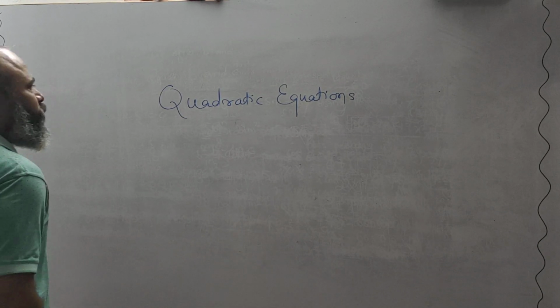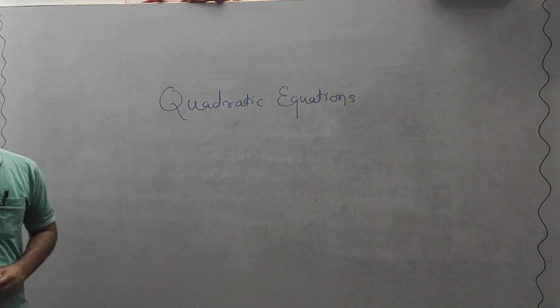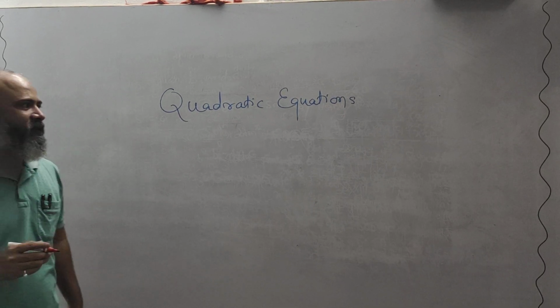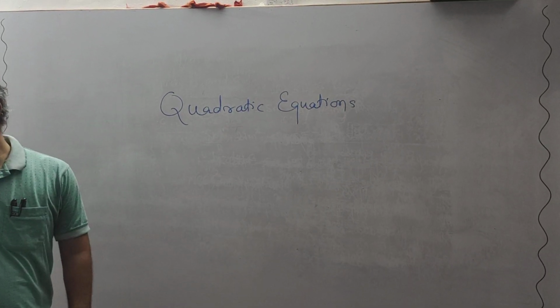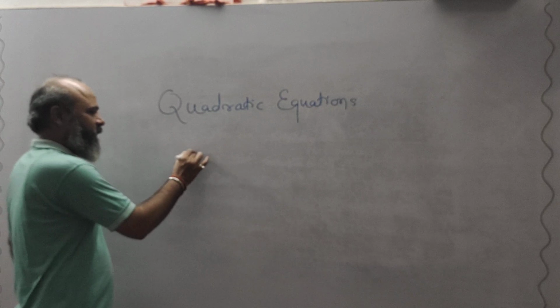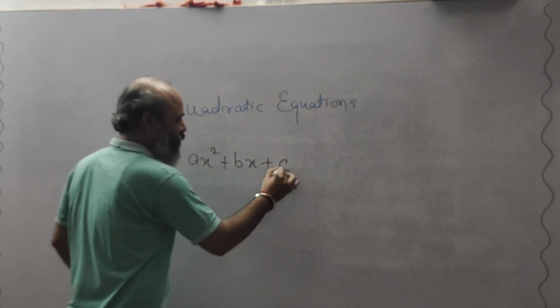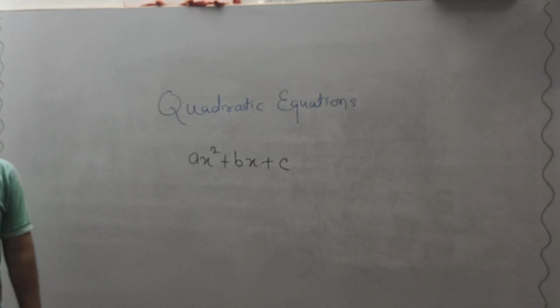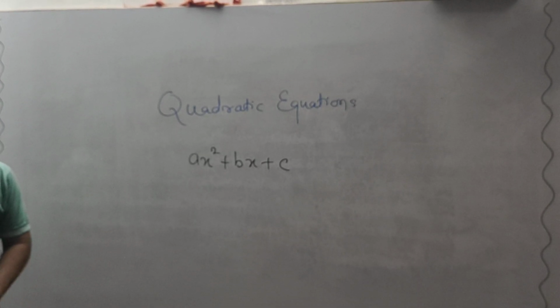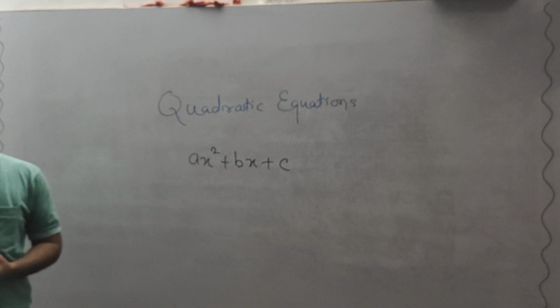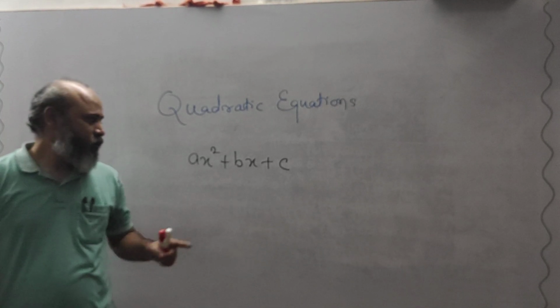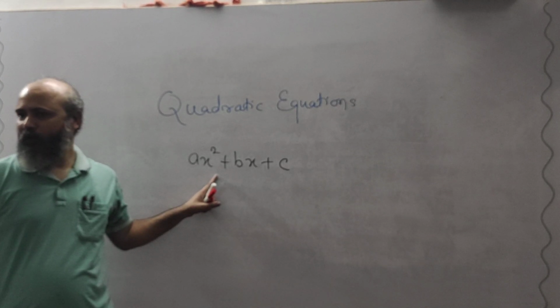Okay student, so today we are going to start quadratic equations. What does a quadratic polynomial mean, student? ax² + bx + c. This is a quadratic polynomial. There are polynomials: linear polynomial, constant polynomial, quadratic polynomial. So this is a quadratic polynomial.